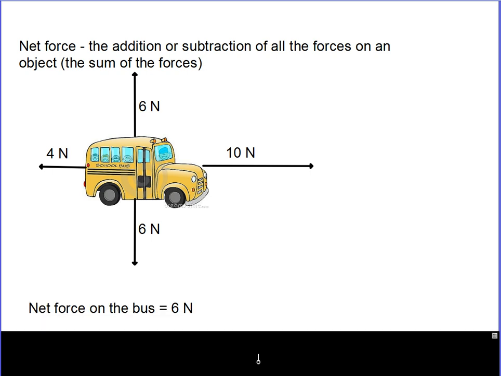And you should have gotten that the net force on the bus is 6 newtons, because we have this 6 newtons is canceled by this one, and then we have a forward force of 10 and a backward force of 4, so you do 10 minus 4, and that equals 6. So that's how you get the net force of 6 newtons.